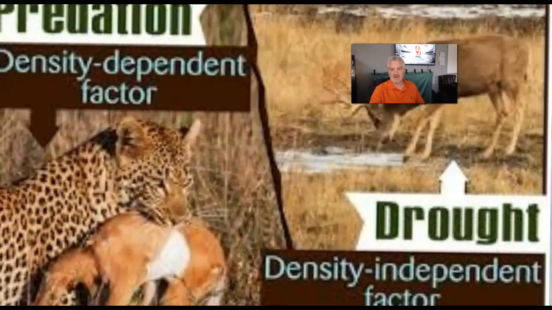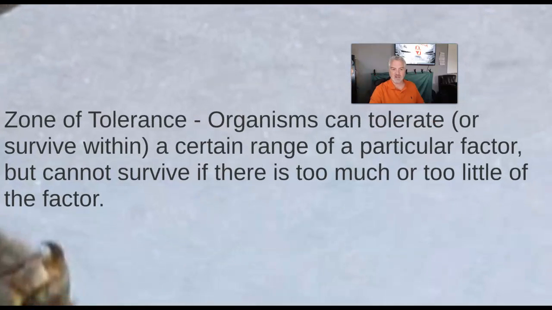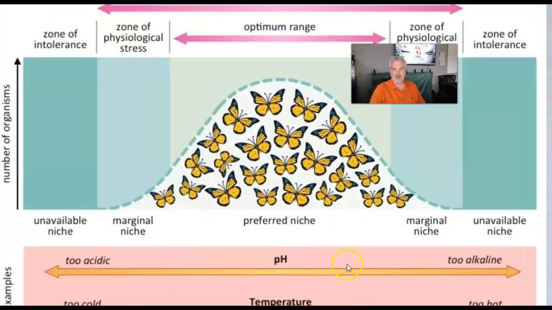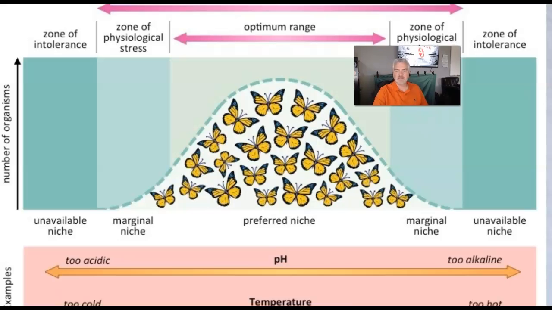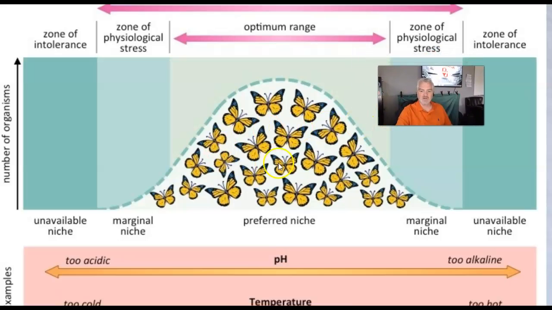Then we went and talked about this concept of a zone of tolerance. Organisms can tolerate or survive within a certain range of a particular factor, but cannot survive if there's too much or too little of that factor. So they like this range in the middle, and both extremes are usually not beneficial for the organism. If you look at this graph here, you'll notice the preferred niche for these butterflies is this middle of the road, this optimum range. When you get over to one of the extremes, they don't do as well.